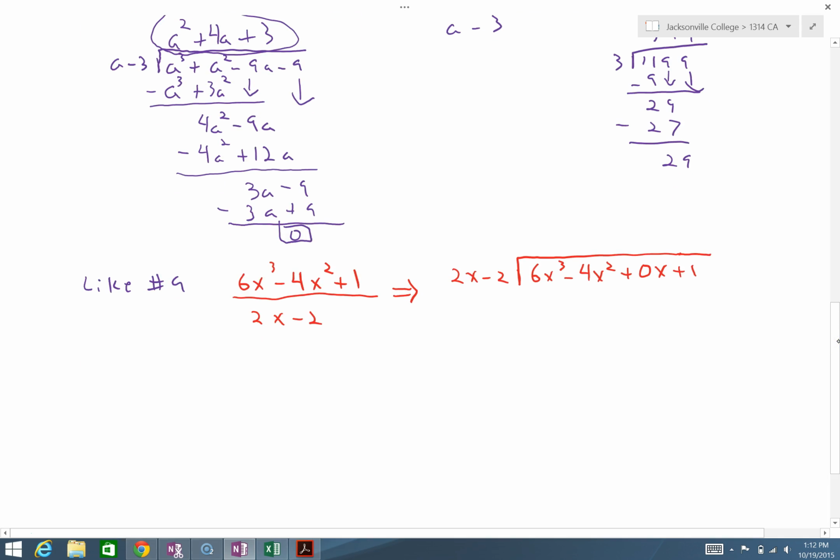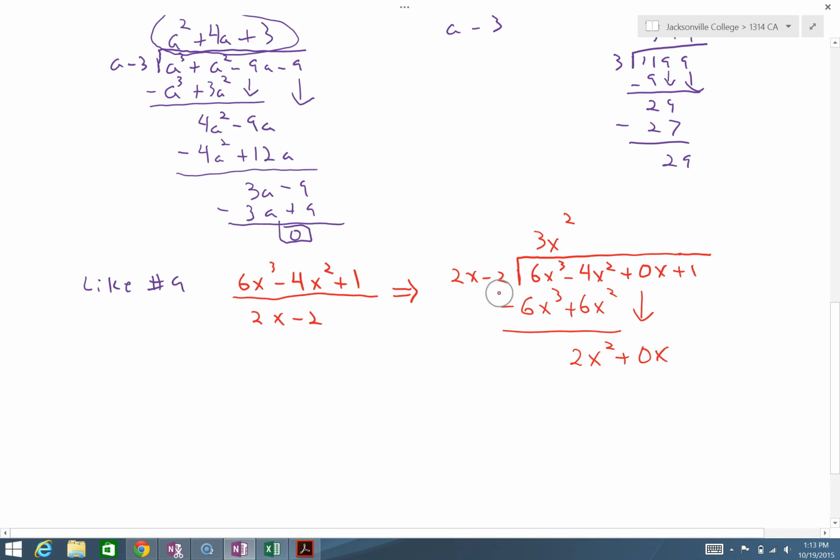Okay, and now it's going to progress just as our previous one. How many times does 2x go into 6x cubed? It goes in 3x squared times. Simply, 6 divided by 2 is 3. X to the third divided by x is x squared. Now multiply. 3x squared times 2x is 6x cubed. 3x squared times minus 2 is minus 6x squared. Changing my signs and adding. This cancels. Negative 4x squared plus 6x squared is 2x squared. I'm bringing down my placeholder 0x.